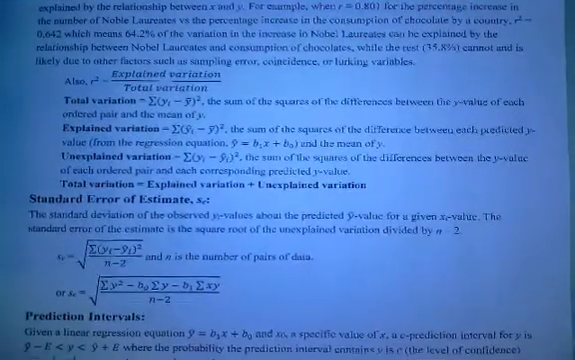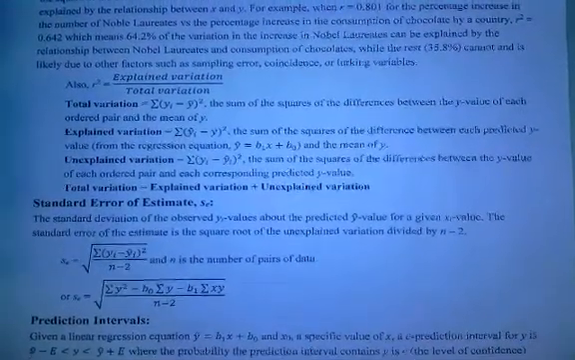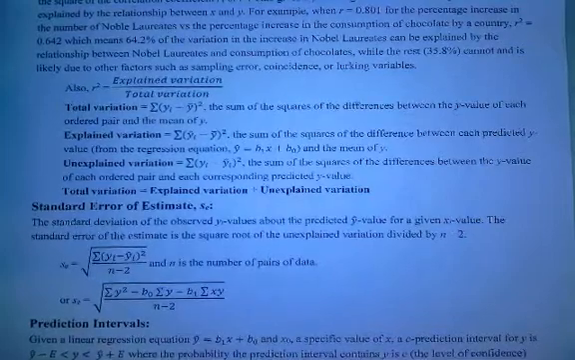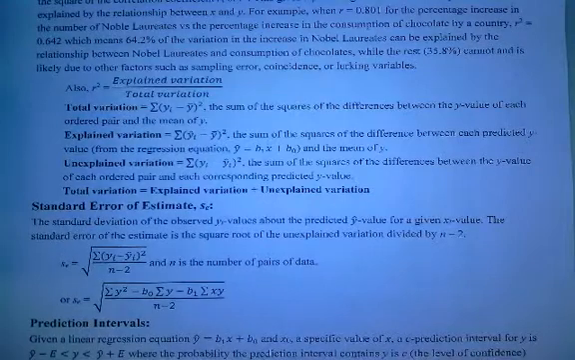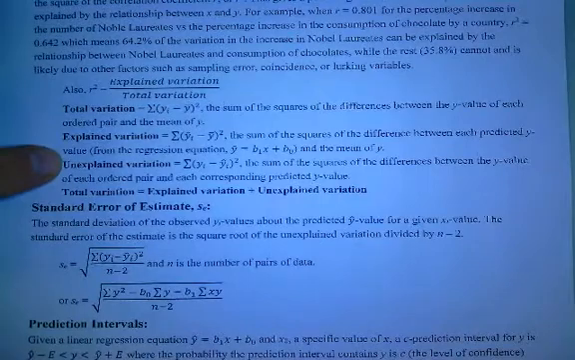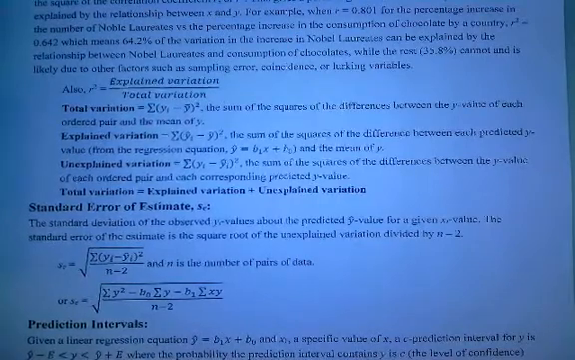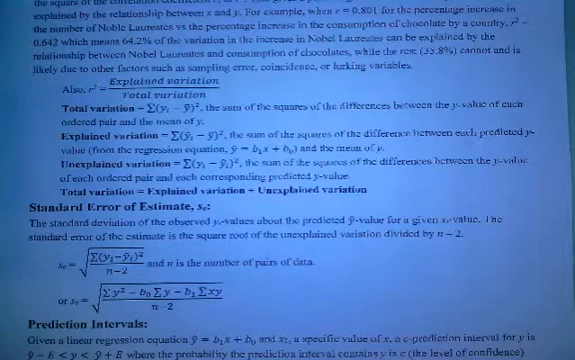Now, once we have all that information, we can find what's called the standard error of estimate, SE. It's basically the standard deviation of the observed Y values about the predicted Y hat value for a given X value. The standard error of the estimate is the square root of the unexplained variation divided by n minus 2. The reason for the n minus 2 is you have both X and Y, so in terms of degrees of freedom, you have to subtract 2. And n is the number of pairs of data.